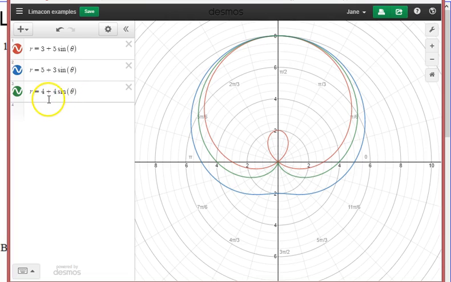Okay, and then the third one, 4 plus 4 times negative 1 would be 4 minus 4, which is 0, so it just touches at the pole. So those are the characteristics of a Limacon that will help you with interpreting the equation and graphing.